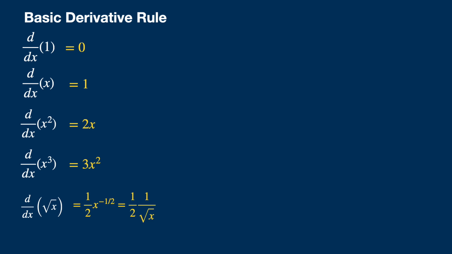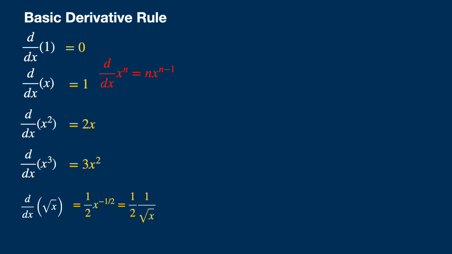The derivative of the square root of x. The square root of x has power 1/2, so it's 1/2 x to the negative 1/2, which equals 1 over 2 square root of x. All of these functions use the power rule, so I'm going to give the power rule right here. The power rule: take the derivative of x to the n, and you're going to find the derivative is n x to the n minus 1.